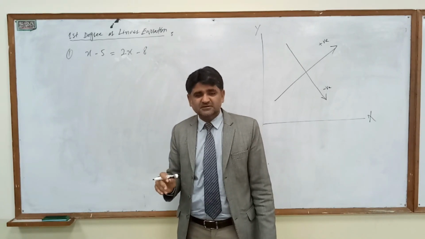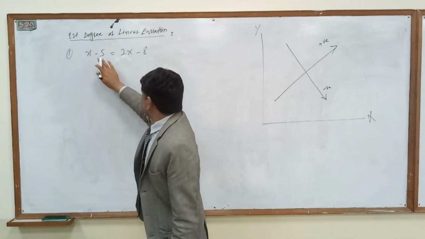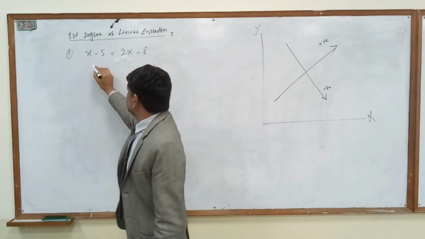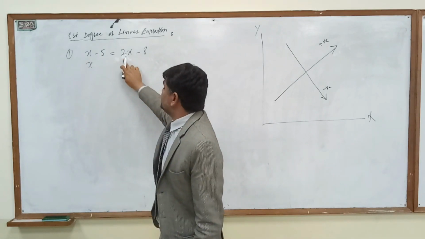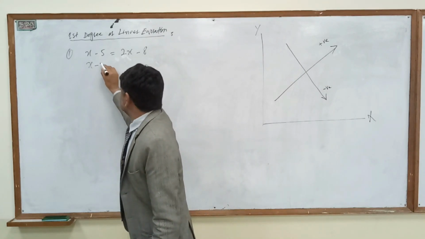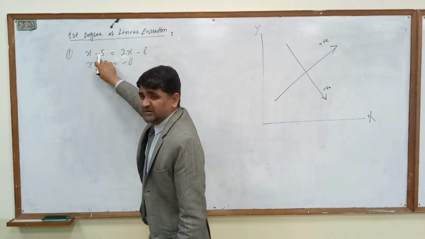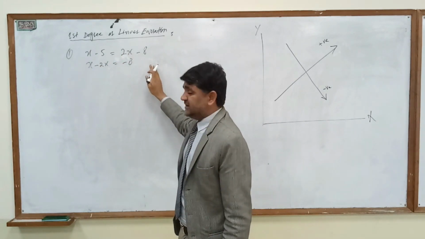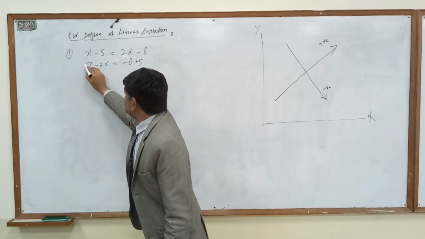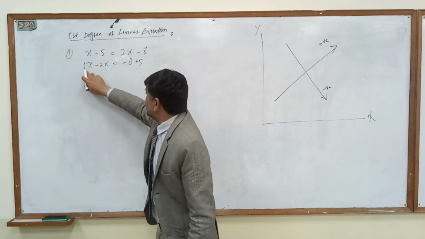Shift the variable to one side, constant to the other side. In this case the variable is x. We shift the variables to one side, constants to the other side. Here x is positive. When we shift it to the right side of the equation, the sign will be changed. So minus 2x is equal to minus 8. Here it's minus 5. When we shift it to the right side of the equation, it will be plus 5. Here the coefficient of this is 1.